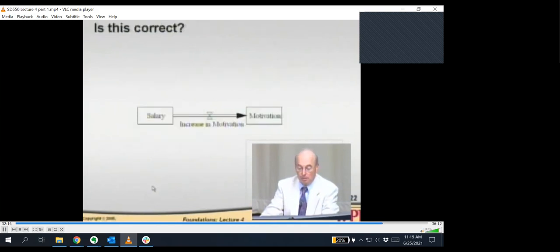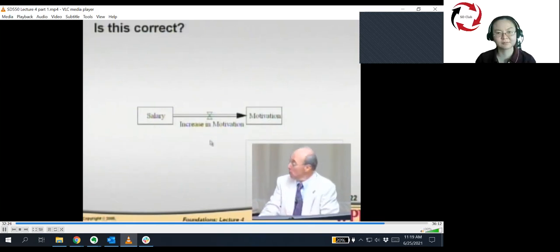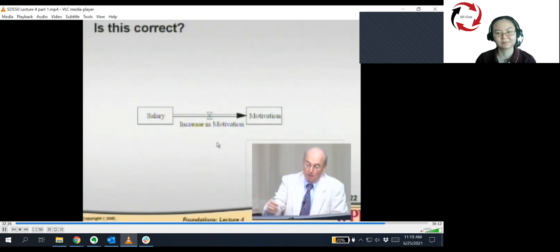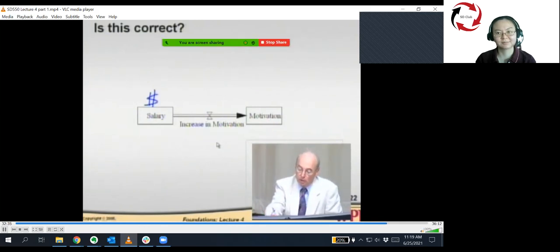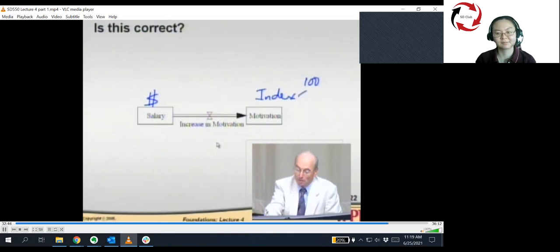Is this correct? Salary increases motivation. Well, all right. Salary does increase motivation, doesn't it? It does. But what's the units on salary? Dollars. What's the units on motivation? Well, this is one of those soft variables Jim was talking about. Motivation could be an index, where 100 means you're at the top of the charts. 0 means you're in the dumps.